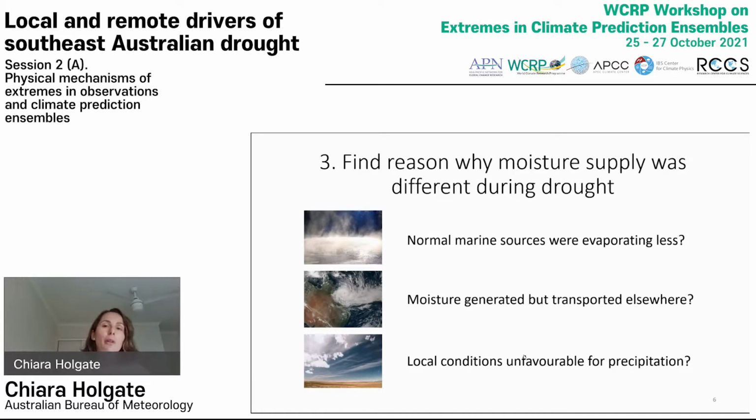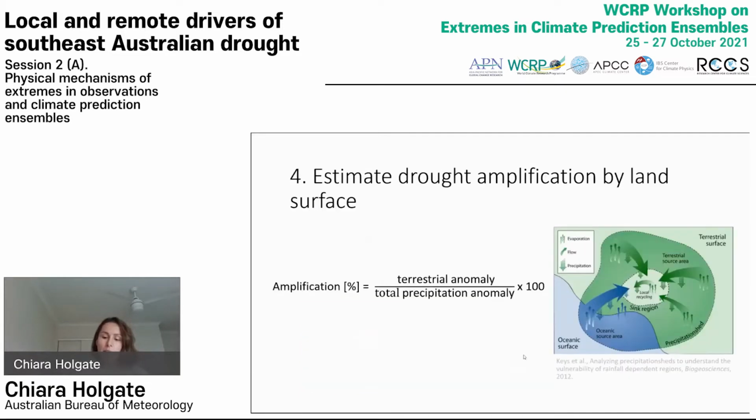Or did the region receive the same amount of atmospheric moisture as normal, but conditions were not favourable to actually precipitate that moisture? I also wanted to estimate the degree to which the land surface amplified or attenuated the rainfall anomaly in each drought stage. Did it exacerbate dry conditions, for example? And if so, by how much? Can we quantify it? As I mentioned, there are three sources of moisture, three different locations you can receive moisture from. To estimate amplification of the rainfall anomaly by the local land surface, I simply looked at the proportion of the total rainfall anomaly associated with that first source of moisture, the local land. So it's quite simple.